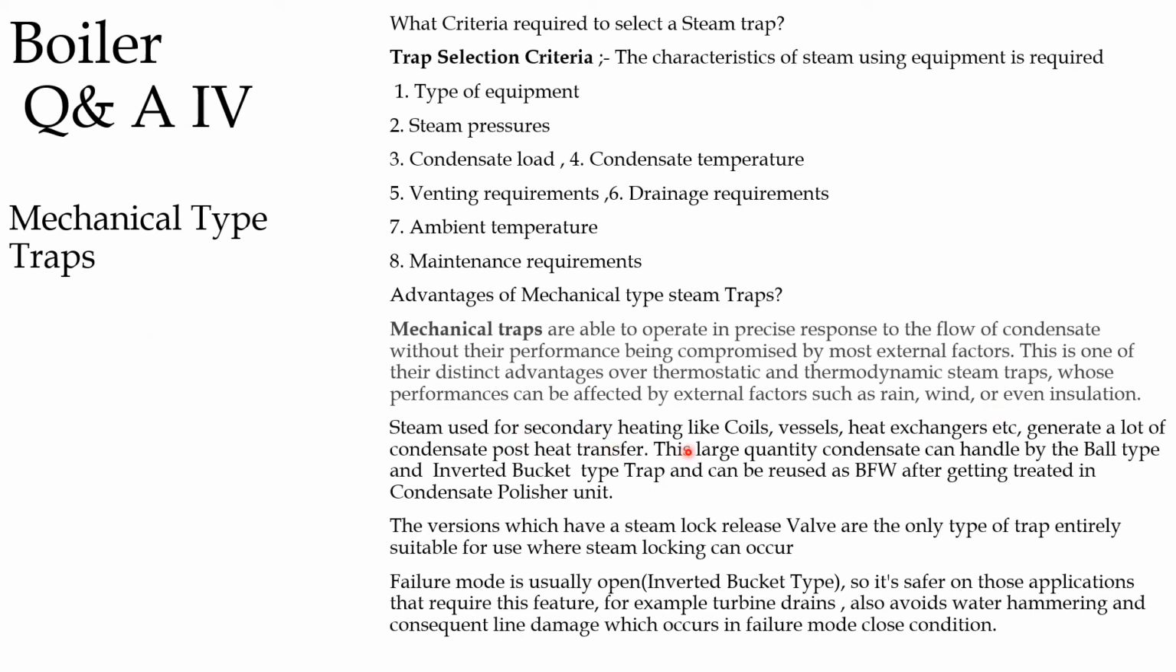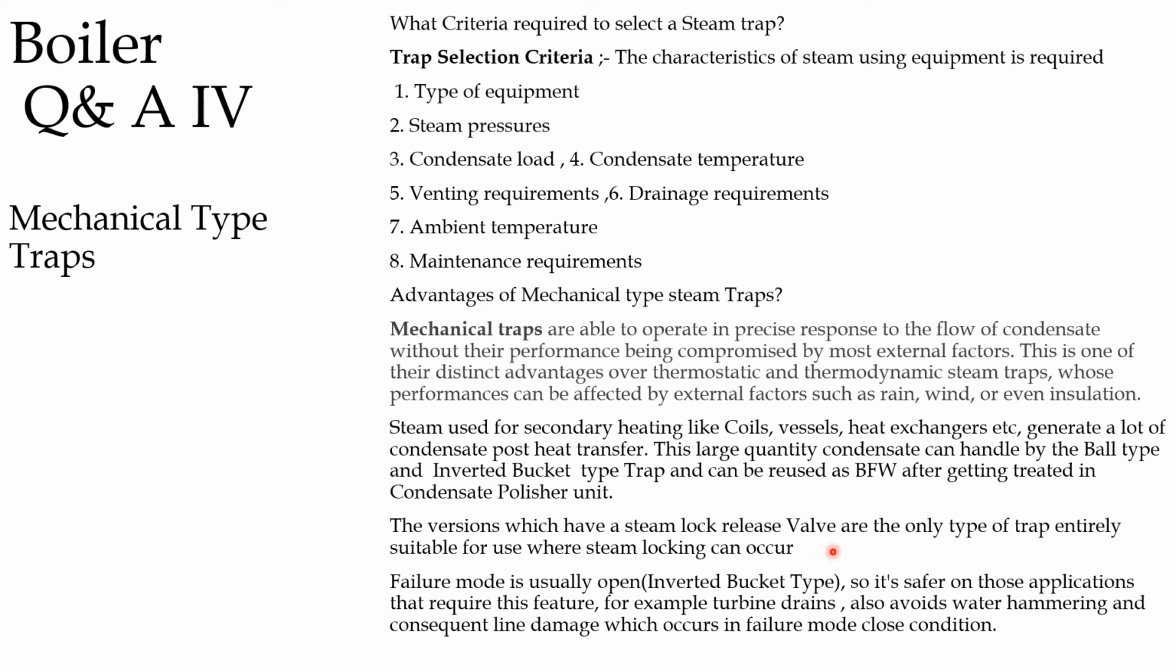Steam used for secondary heating like steam coils, vessels, and heat exchangers generates a lot of condensate post heat transfer. So that will generate more condensate that can be easily collected through ball type or inverted bucket type traps. This large quantity of condensate handled by ball type or inverted type traps can be reused as boiler feed water after getting treated in the condensate polishing unit. This is one of the main usages of bucket type and ball type float type mechanical traps, used to collect more condensate which can be reused in boilers.